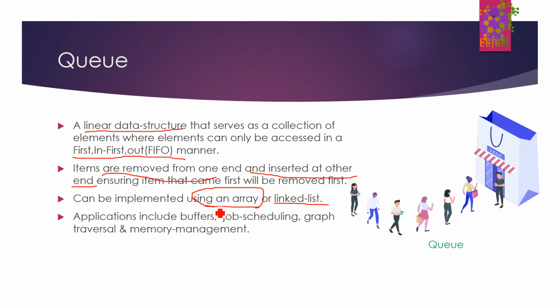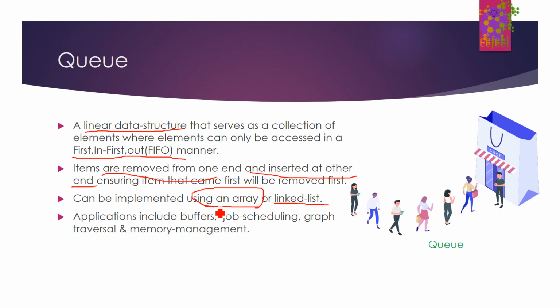In job scheduling in operating systems, the job that has come first will be served first, or will be given CPU first. In graph traversals, especially in level order traversal or breadth first search, we use a queue to store items and then remove the nodes from the queue. And finally, memory management is another area where queue is used extensively.